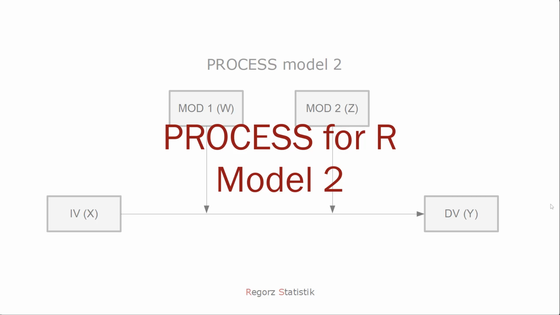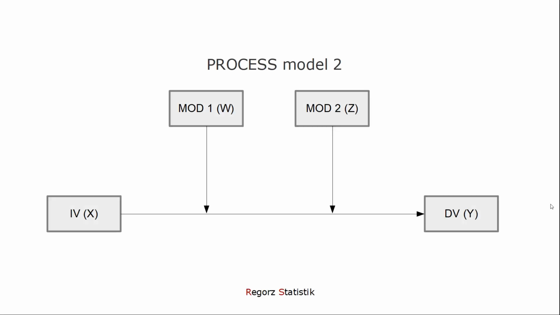Welcome to this tutorial for testing PROCESS model 2 for R, that is a moderation analysis with two moderators that don't interact with each other. In this video, I'm going to show you how to test a model like this with PROCESS for R and how to interpret the results.